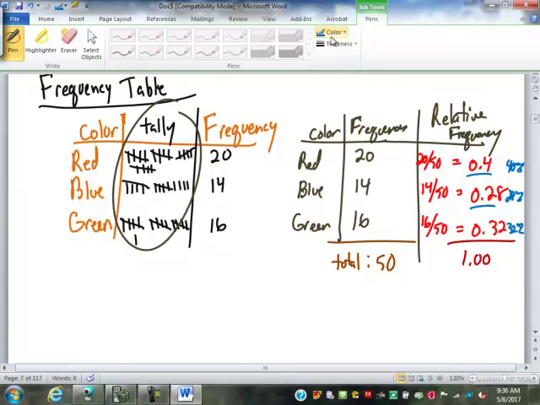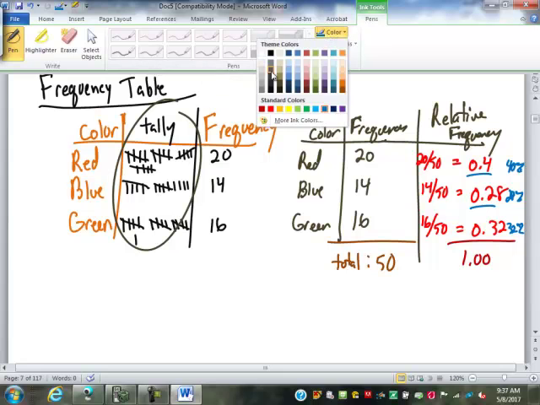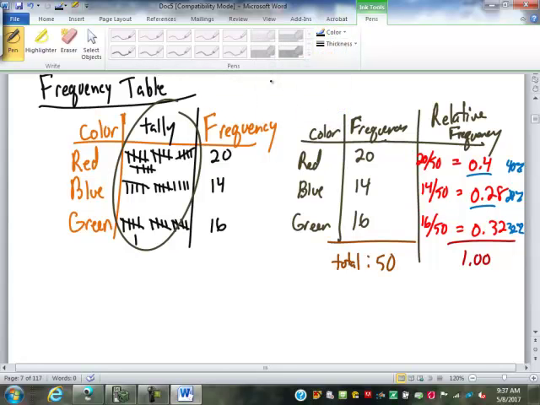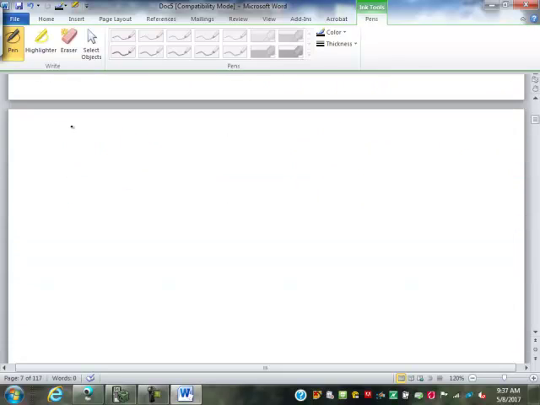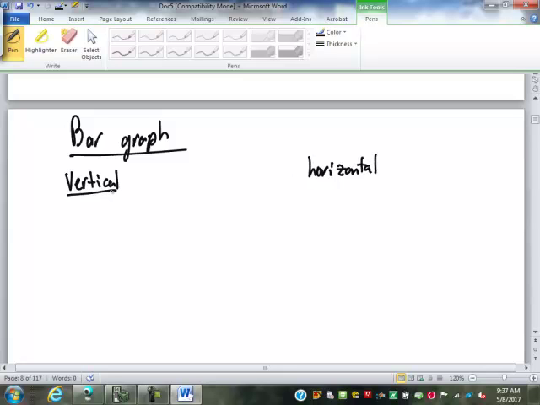So now that we've organized the data in a table, with qualitative data, categorical data, we have a few options. The most common option is a bar graph. A bar graph can either be vertical or horizontal. In statistics, we tend to favor the vertical bar graph. In media, they tend to do a lot of the horizontal ones, and I'll show you both.